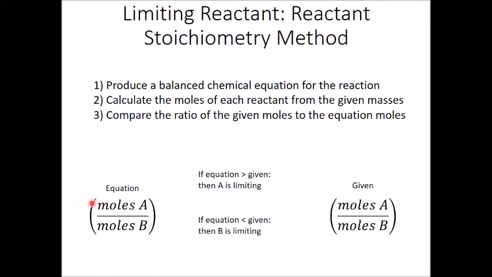If the equation ratio is greater than the given ratio, this means that A is your limiting reagent, because there's proportionately less A in the given situation. If, on the other hand, the equation ratio is less than the given ratio, this means that there's an abundance of A, and therefore B is the limiting reagent. Now let's see this in action.